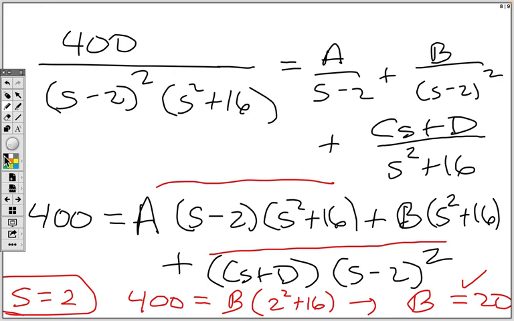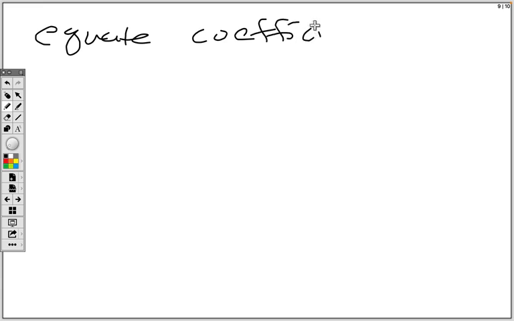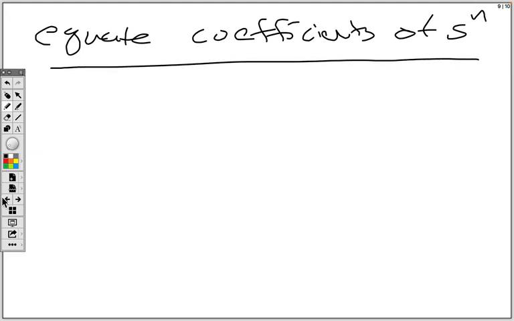Okay. Now to get the a, c, and d, I have to look for a coefficient. So now I have to equate coefficients of the powers of s. Okay, so let's take a look.